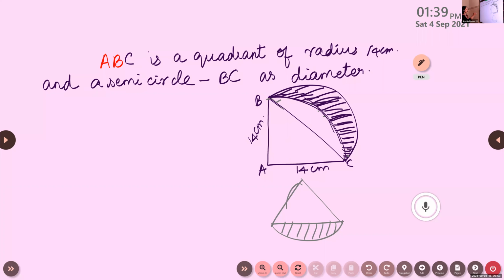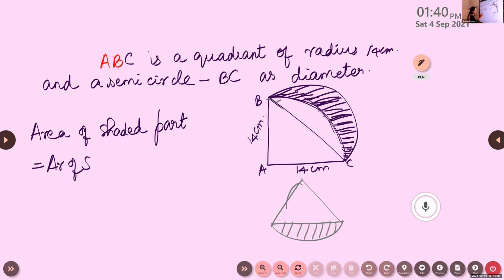Here, we have to find the area of the shaded part. This is also an important question, and it will be asked in case studies. The area of the shaded part will be the same as the area of the semicircle minus the area of the segment.